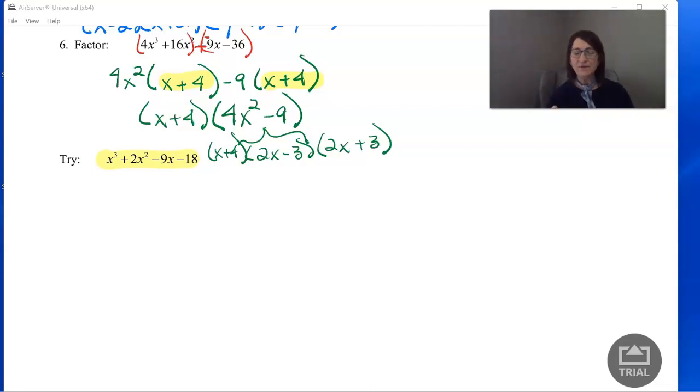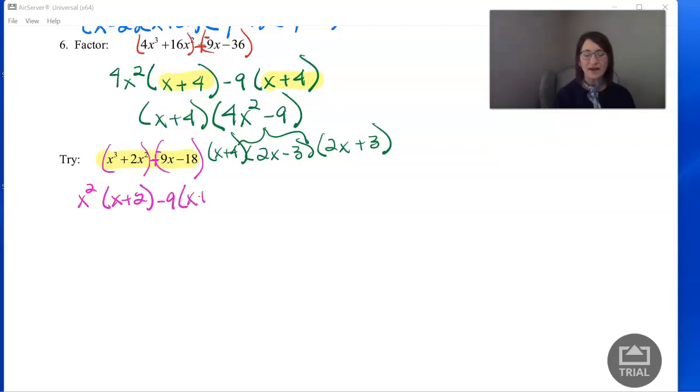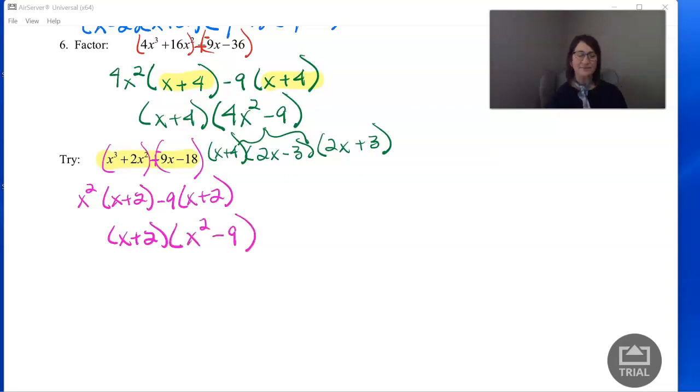All right, so now we're going to go ahead, change that third term to addition and make it a negative 9. Group. Out of that first binomial, we're going to take out an x squared, and we're left with x plus 2. Out of the second binomial, I'm going to take out a negative 9. I'm left with x plus 2. So I've got x plus 2 times x squared minus 9.